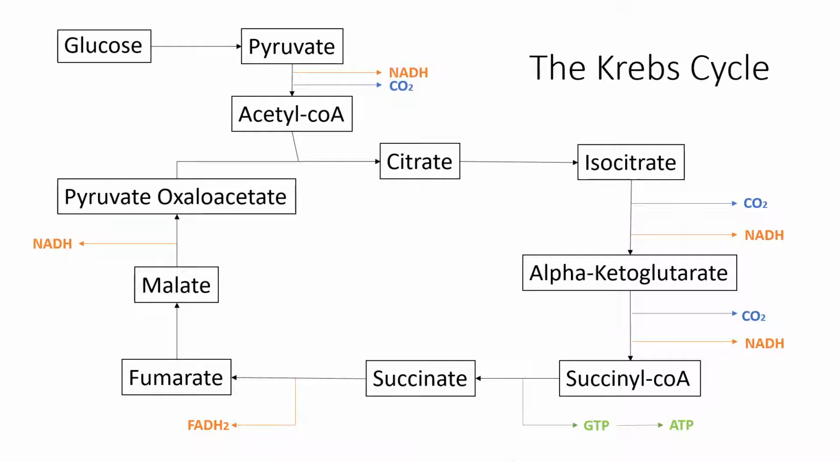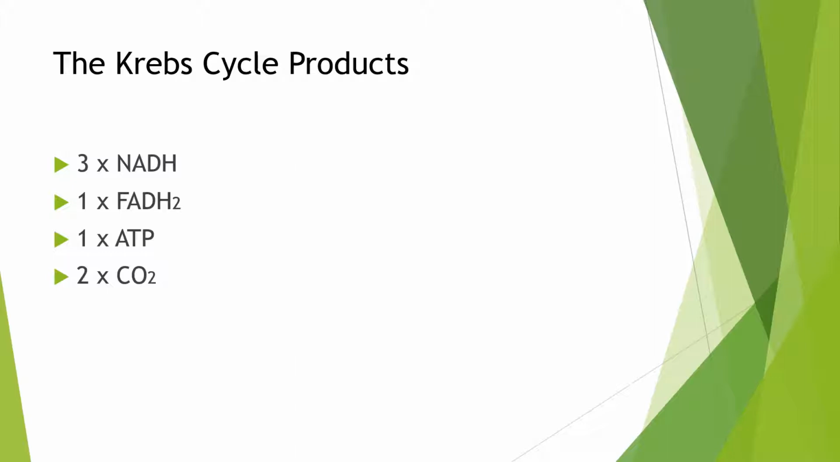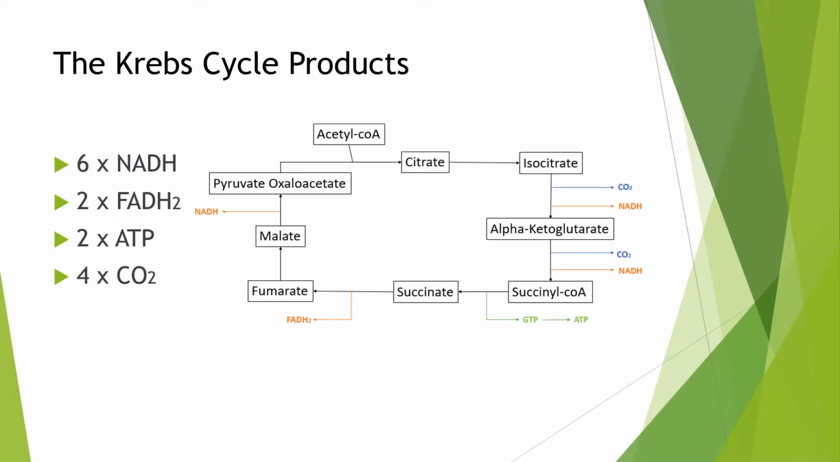Overall, one run of Krebs cycle produces 3 molecules of NADH, 1 molecule of both FADH2 and ATP, as well as 2 molecules of carbon dioxide. However, 1 glucose molecule produces 2 pyruvic acid molecules, so these products are doubled for each glucose that undergoes this process.